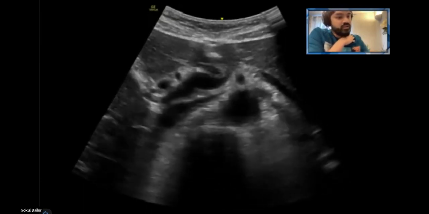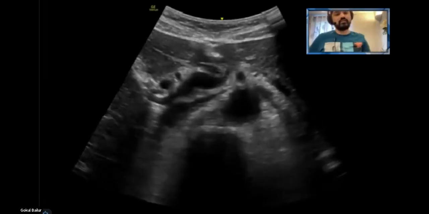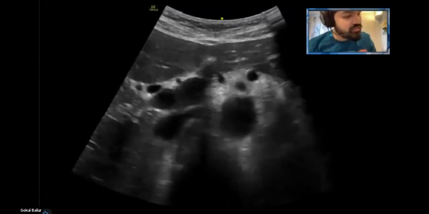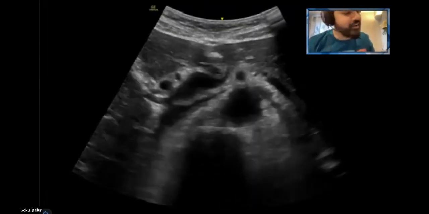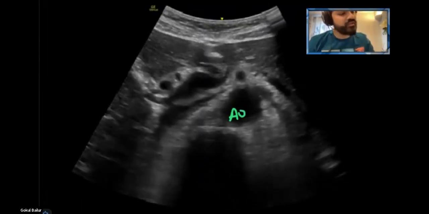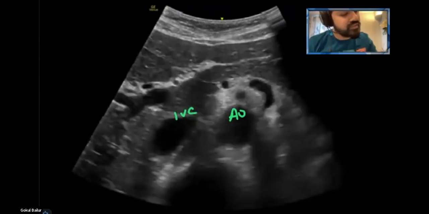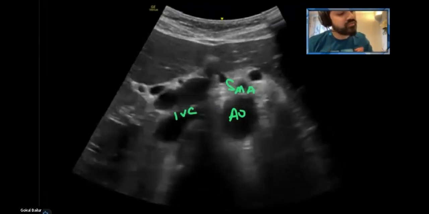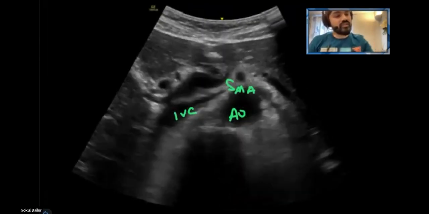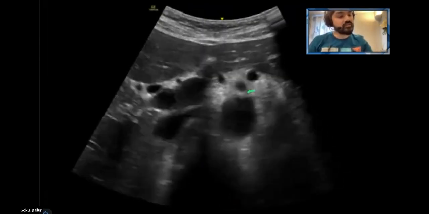So this, to me, looks normal. Yeah, that's what the first view was. I think this is called the Snowman Sign. But you've got a normal aorta here, and you've got IVC, you've got your SMA, and a left renal vein. So a normal scan, couldn't see any obvious dilatation.